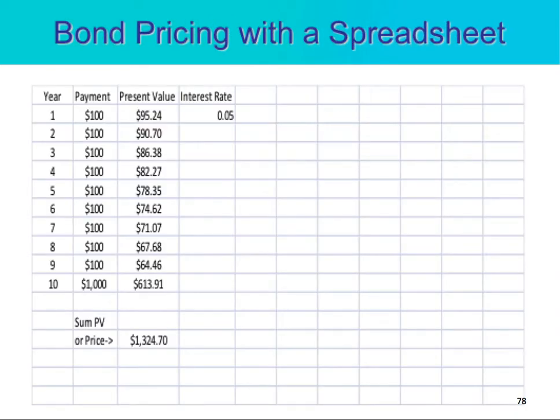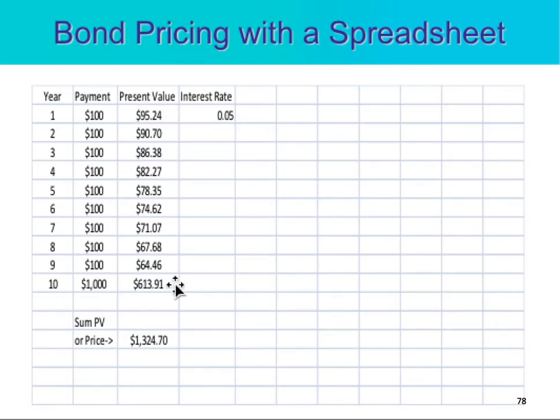And then this shows how it's done in a spreadsheet. Here's where the interest rate is a constant 5%. $100 payments are made for 9 years, followed by a $1,000 payment in the 10th year. That gives you, applying the present value formula, this stream of present values for the first 9 years. Notice how much it depreciates. Getting a $100 payment 9 years from now, if the interest rate is 5%, is only worth $64.46, whereas 1 year out it's worth $95.24.